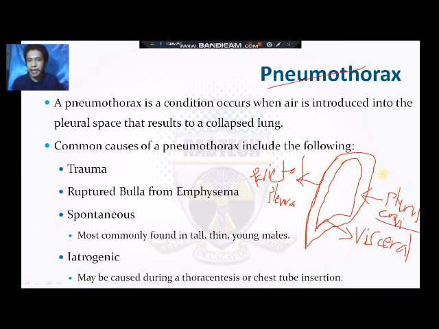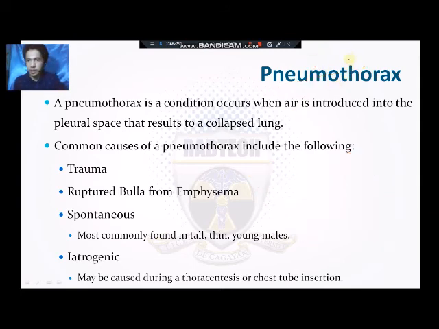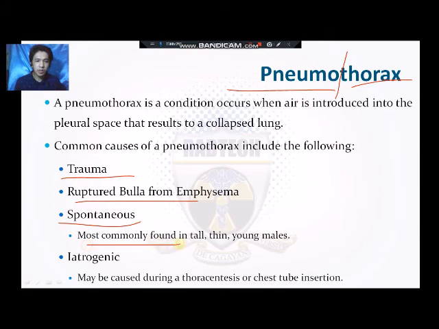Okay, so if air gets into our pleural cavity, then we term that as pneumothorax. Again, pneumo refers to air, and thorax refers to our pleural cavity. So the most common causes of pneumothorax include the following: trauma, ruptured bulla from emphysema, or sometimes it can be spontaneous. Most commonly found in tall, thin young males. And then iatrogenic. That means it may be caused during thoracentesis or chest tube insertion.